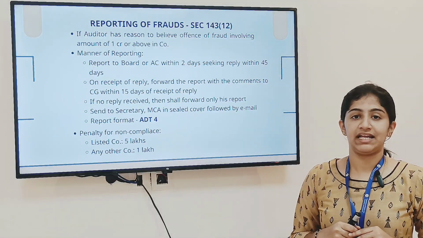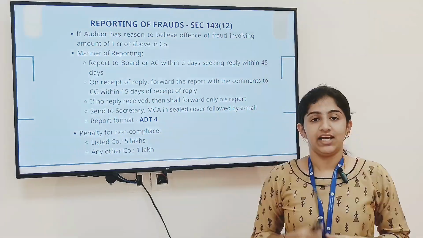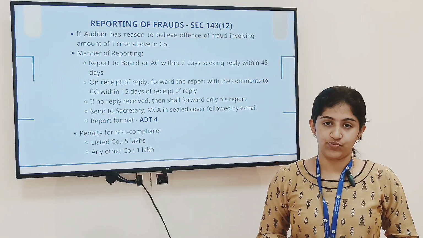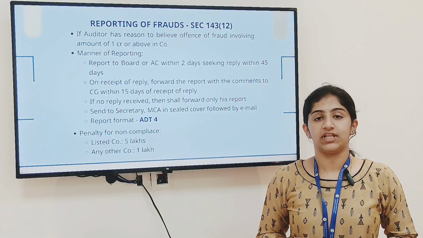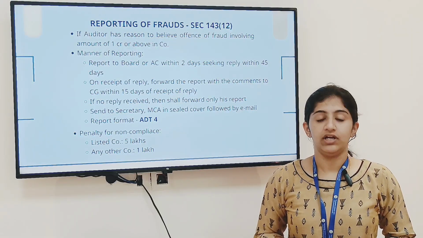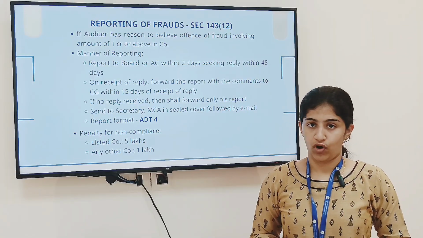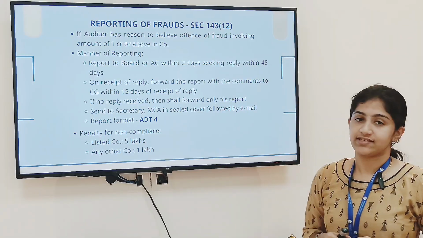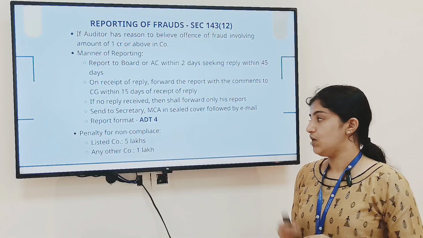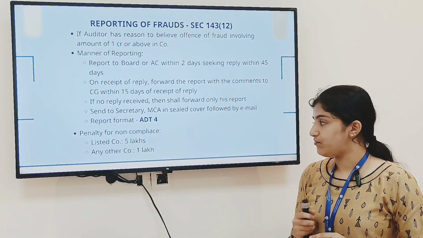The reporting format is form ADT 4. If the amount of fraud is less than ₹1 crore, the auditor shall report the same to the audit committee or board within 2 days, specifying the nature of fraud, amount involved and the parties involved. The penalties for non-compliance under section 143 subsection 12 is for listed company it's 5 lakh and for any other company it's 1 lakh.